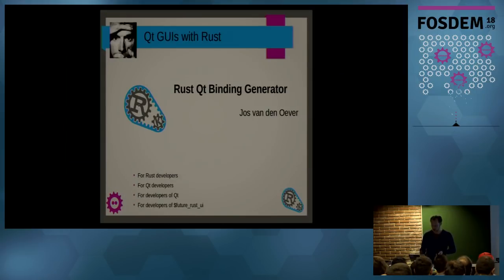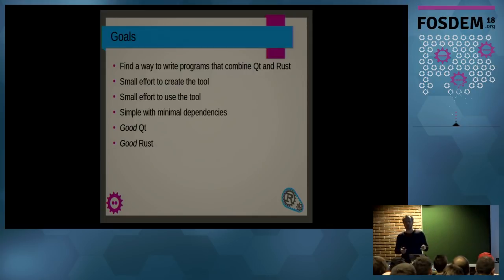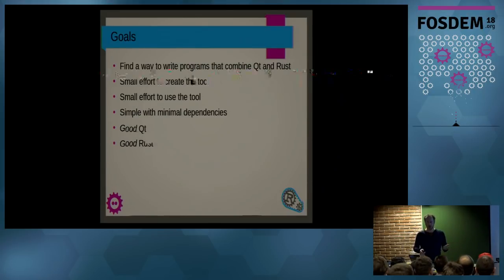So back to the slides. The goal of this project was to find a way to write programs that combine Qt and Rust, but since I was doing it this summer as a hobby, it should be a small effort to create this tool, but when it's finished, it should also be a small effort to actually use it. It should be easy to combine these two languages, even though C++ and Rust are so very different. It should be simple with minimal dependencies, and this is very important to me. The end result should be that you write good Qt code and good Rust code, and not Rust with ugly Qt or Qt with ugly Rust.